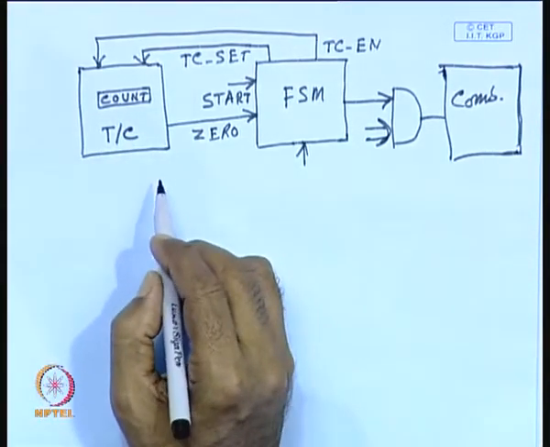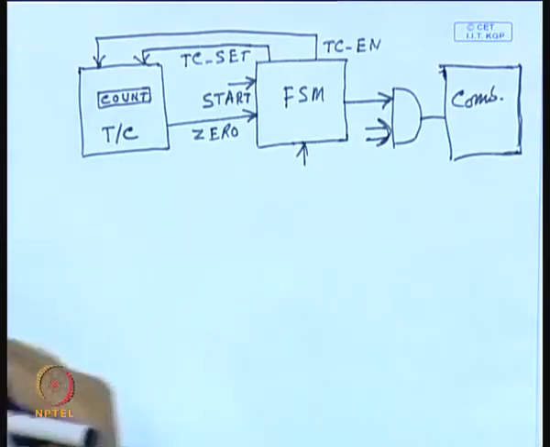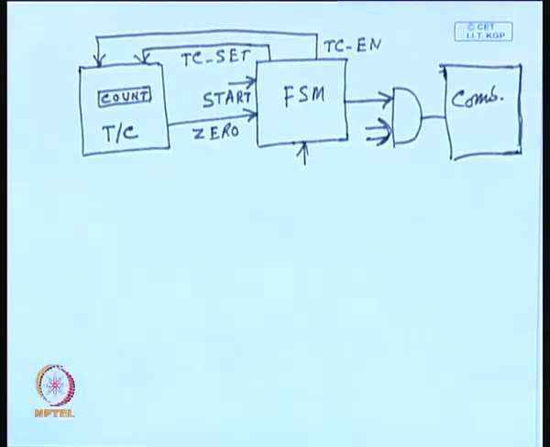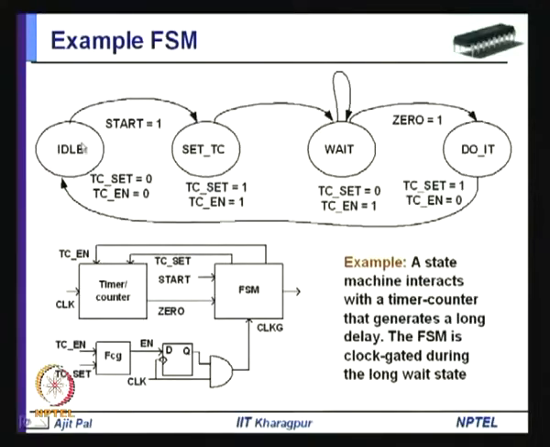So, let us have a look at the state transition diagram of this finite state machine. It remains in the idle condition, and only when the start signal is applied, it goes to a state called set TC, and when the set TC state is reached, it generates these two outputs. This is a Moore machine.